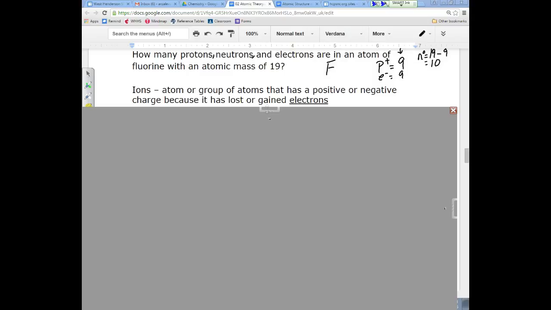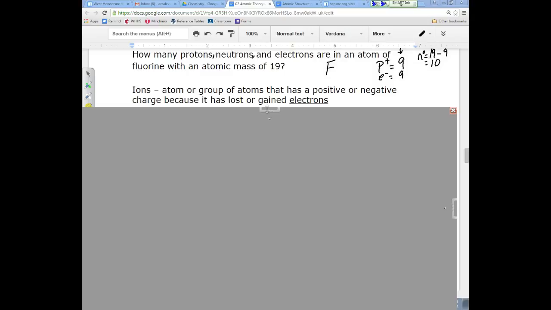Ions are atoms or group of atoms that have a positive or negative charge because it has lost or gained electrons. So for the time being, until we get to nuclear, the number of protons for an atom is not going to change, but the electrons do. Sometimes they gain them, sometimes they lose them.